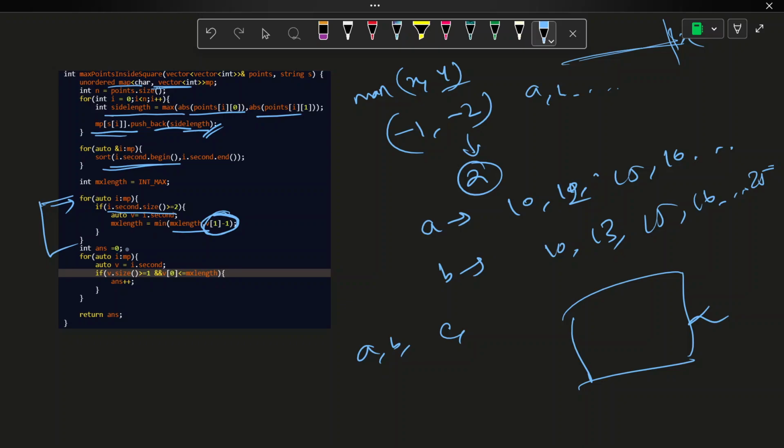Now I take the answer as 0, which will store how many tags I can take. Now I traverse the map and check if there is at least one position and the minimum position or minimum side length is less than or equal to our maximum side length, then I can take this tag. I will increase the answer, and at the end I will return the answer.